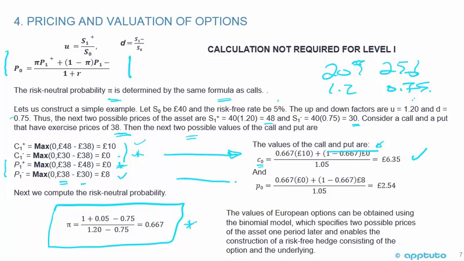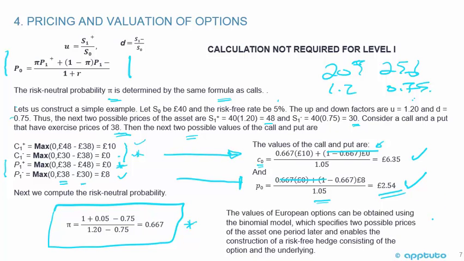So then we can plug that into the formula for how we calculate a put. It's going to be the risk-neutral probability times the value of the put if the stock price goes up, which was 0, plus 1 minus the risk-neutral probability times the value of the put if the stock price goes down, divided by 1.05, 1 plus the risk-free rate. If we do the math there, we can see this part is going to strike out to be 0. And so we're going to have 1 minus 0.667 times 8 pounds divided by 1.05. We get the value of the put to be 2 pounds 54, okay?